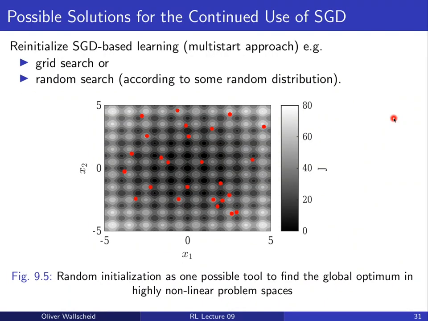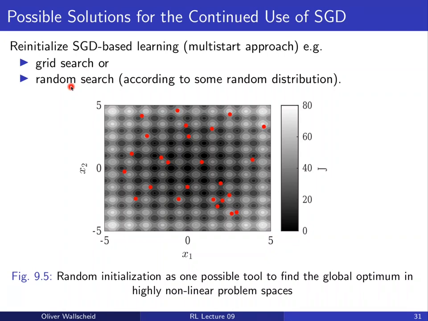And of course, a possible solution to that, which is also a very standard solution, is to reinitialize the learning all over again. So basically we would use our reinforcement learning semi-gradient based temporal difference approach, for example, and just reinitialize W0 a couple of times, for example by grid search or just by some random initialization, and restart our learning all over again, and then compare the learned parameter vectors against each other and maybe build an ensemble out of these different parameter vectors, or just pick that parameter vector which seems to be most suitable to us in our given application. So we can try to counteract this local optima problem with reinitialization of the entire learning.